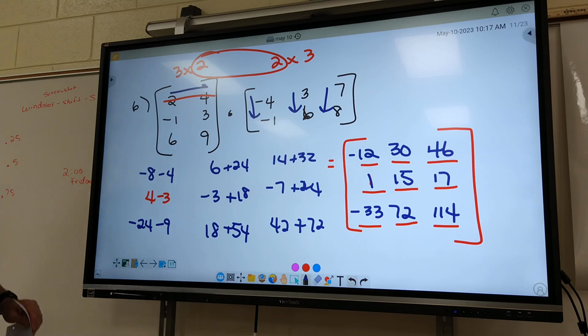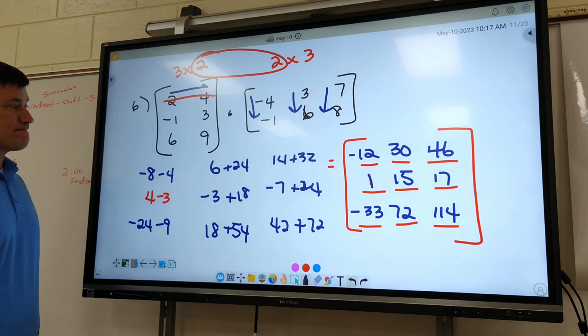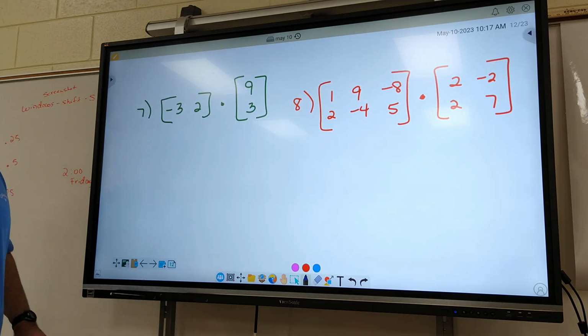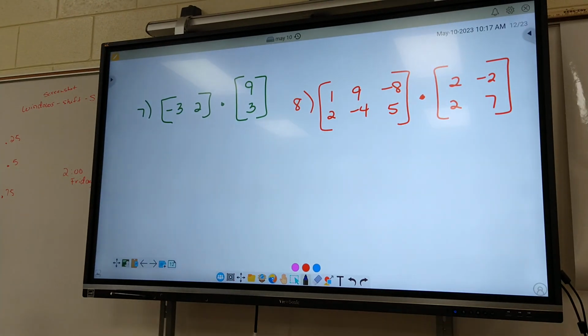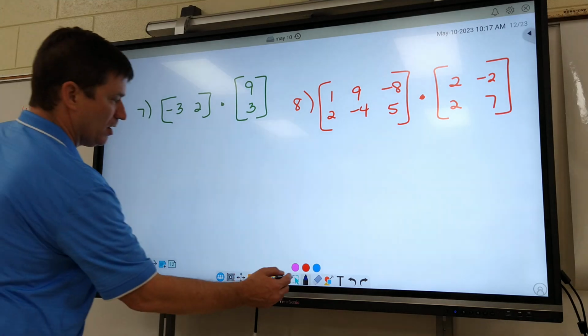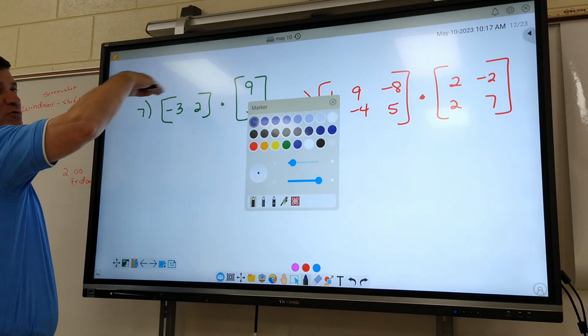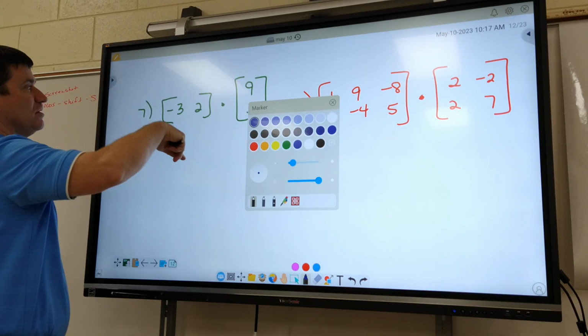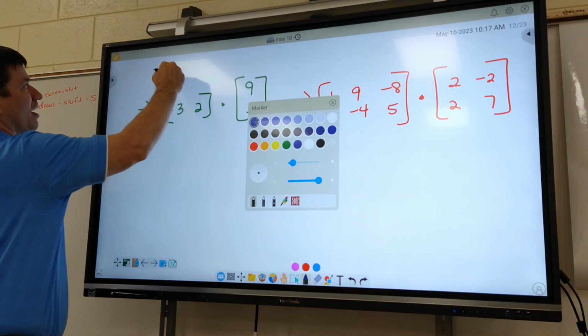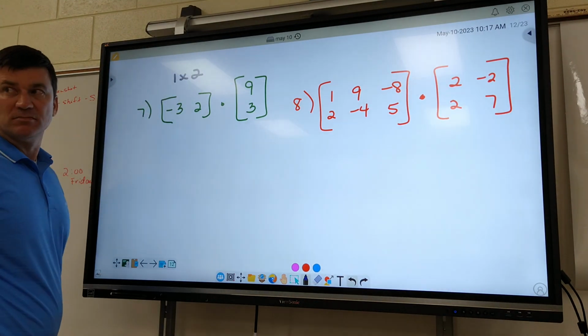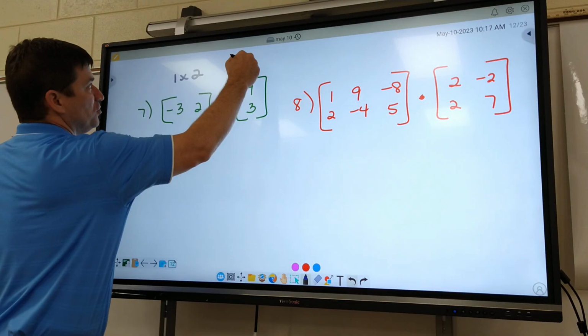Rows by columns. So 7's going to be a short one, Harlan. This is how most of them are going to be. Look, if you had to label this one, Harlan, you do rows first, then count the columns. 1 row, 2 columns, a 1 by 2. The next one, a 2 by 1.